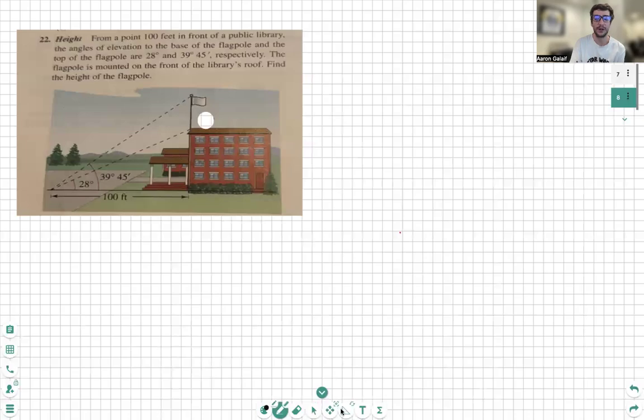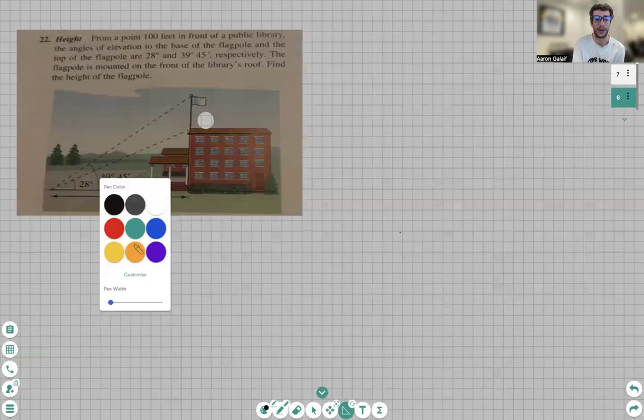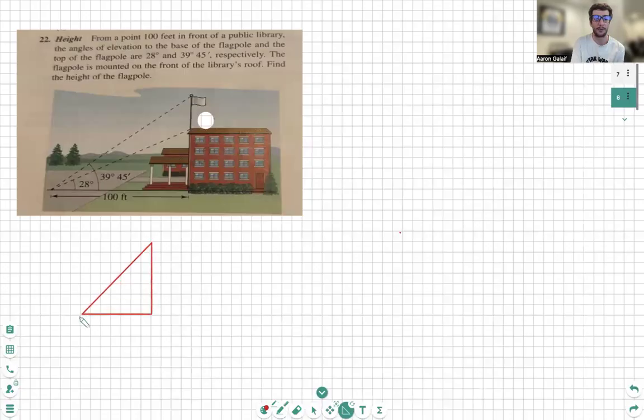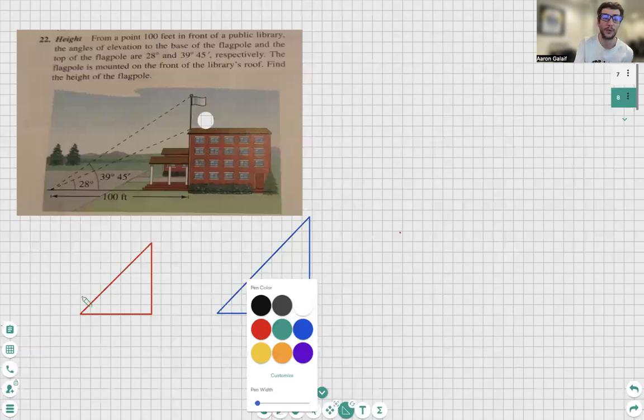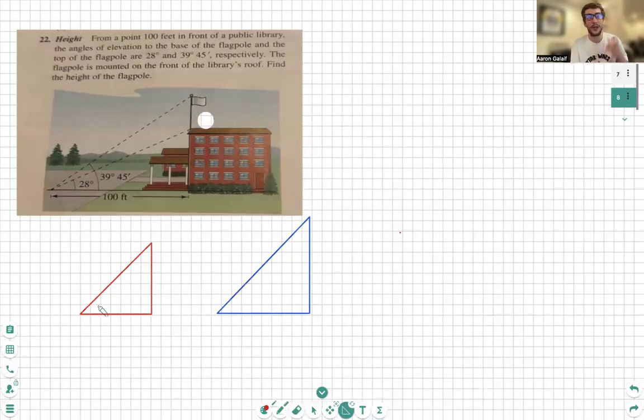So the first thing we need to do is draw two triangles. We have our base of flagpole triangle and we have our top of flagpole triangle. And what we need to do is start labeling. We know that this angle is 28 degrees, so we'll make that 28 degrees. We know that this distance is 100 feet away from the word problem they told us, and we don't know the height. Now we need to solve for that height.